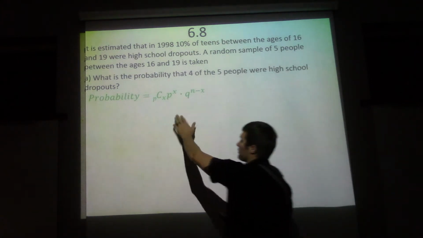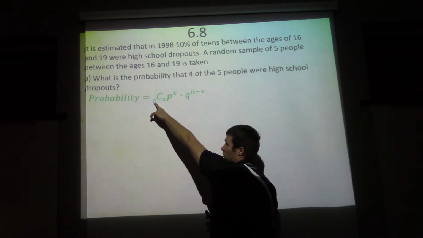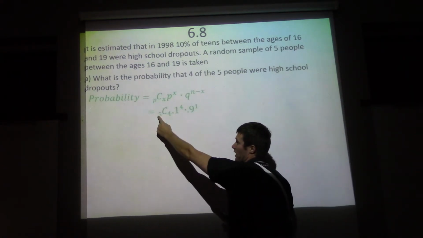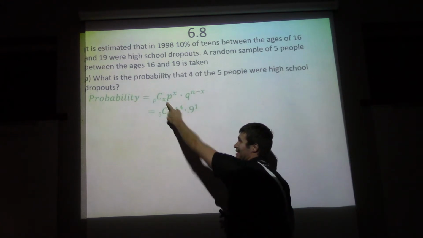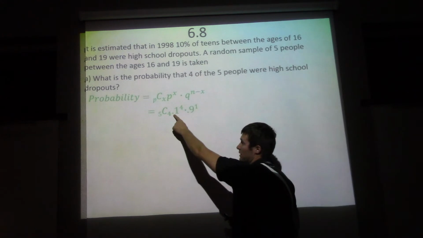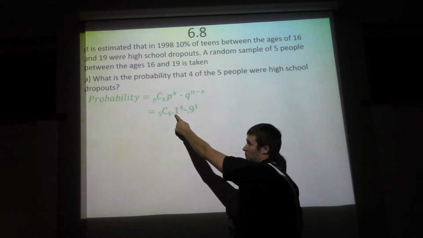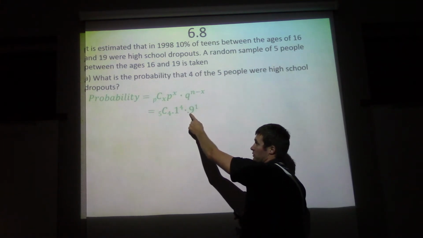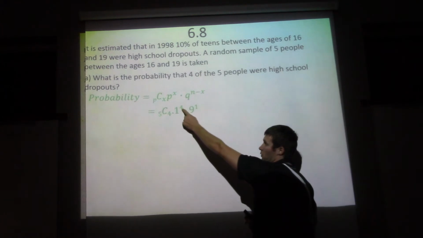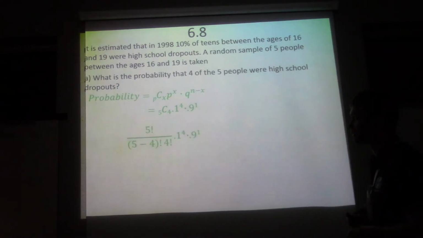We want to find the probability. So we're going back to this. So n is our total number, which is 5. The number we're expecting to drop out would be 4. The probability of success, or the probability that they drop out, is 10%. The probability they stay in school is 90%. All right, we're trying to find what's the probability of 4 dropouts. So you go ahead, you do that.